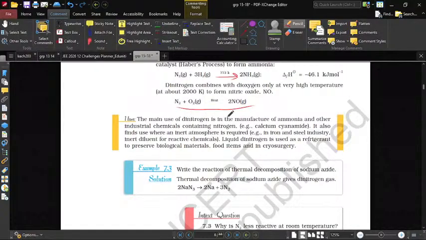Uses. The main use of dinitrogen is in the manufacture of ammonia and other industrial chemicals containing nitrogen, for example, calcium cyanamide. It also finds use where an inert atmosphere is required, for example, in the iron and steel industry, and as an inert diluent for reactive chemicals. Liquid nitrogen is also used as a refrigerant to preserve biological materials, food items, and in cryosurgery.